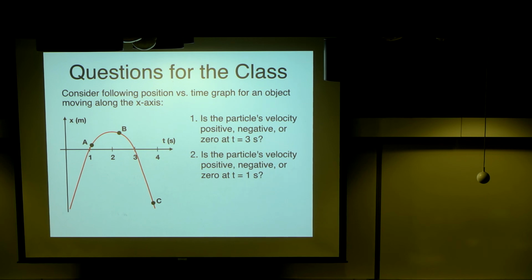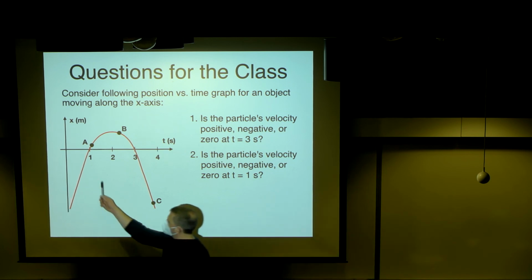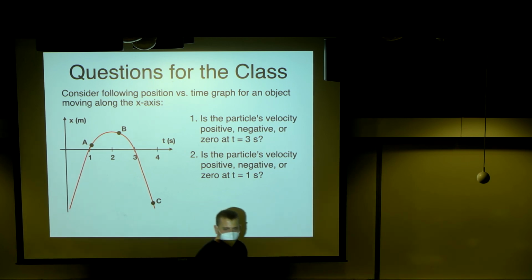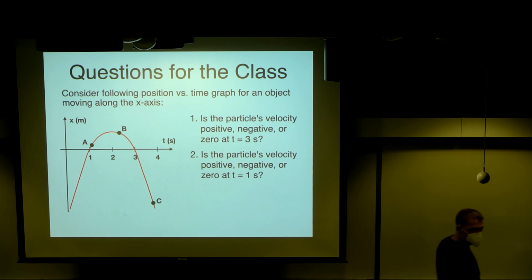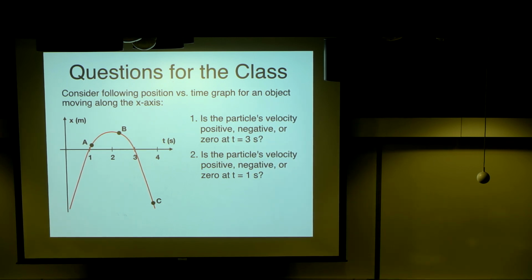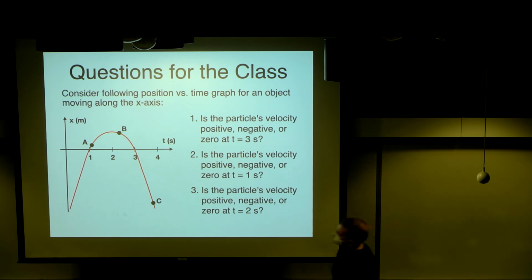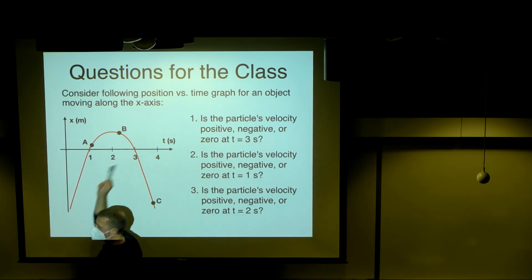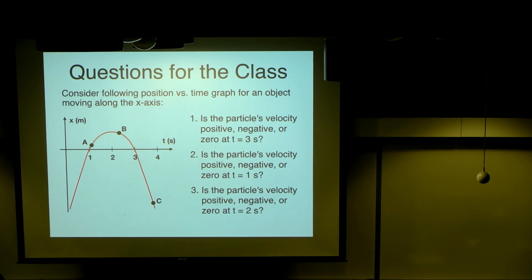What about at t equals 1 second? We have a positive velocity at t equals 1 second, because if you draw the tangent line to this curve at t equals 1 second, you'll see that it slopes up. It has a positive slope, okay? So positive velocity. Okay, what about t equals 2 seconds? Zero. Yeah, it's zero. If you draw the tangent line right there, it kind of goes flat, meaning your slope is zero and you have zero velocity.